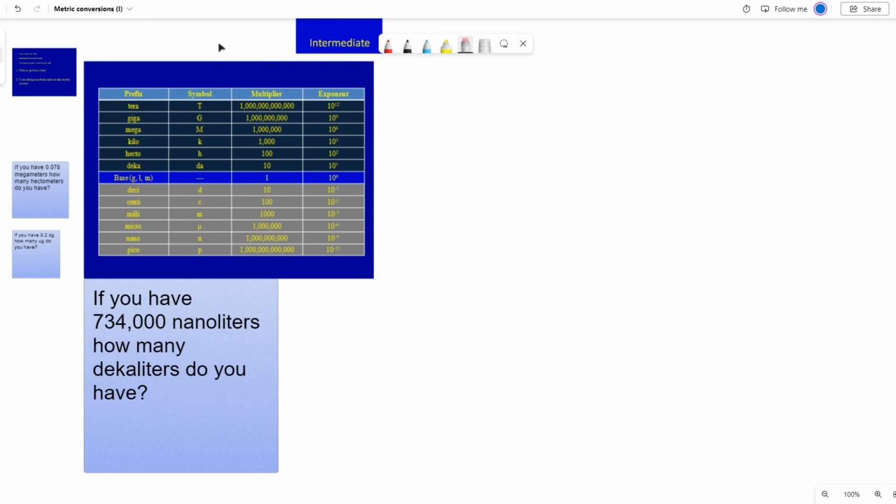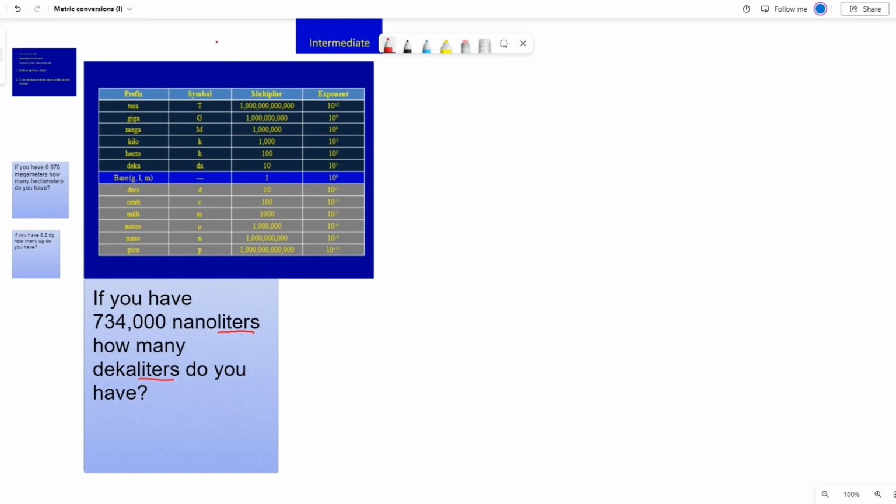Again, the first thing you always want to ask yourself is, okay, what am I measuring? Well, you're measuring volume. Remember, liters is a volume unit. Then you want to ask yourself, am I measuring English units or metric units? Remember, the metric units are grams, liters, and meters. So since you're working with liters, this is a metric conversion.